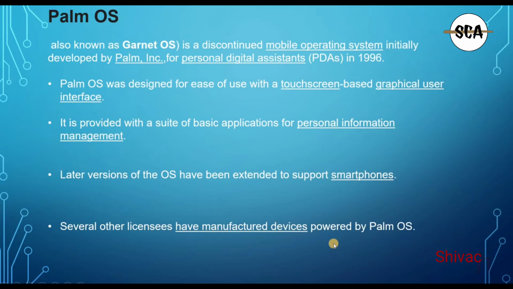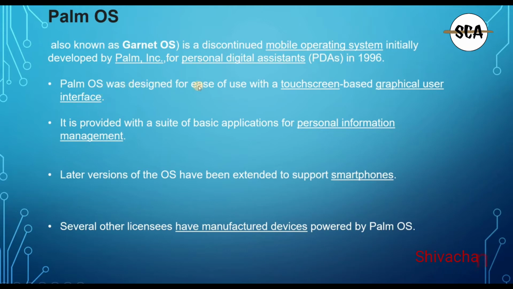So coming to the operating systems in mobile phones, one of the operating systems we are using is Palm OS, also known as Garnet OS, Garnet operating system. It is a discontinued mobile operating system initially developed by Palm Inc. for personal digital assistants (PDAs) in 1996.